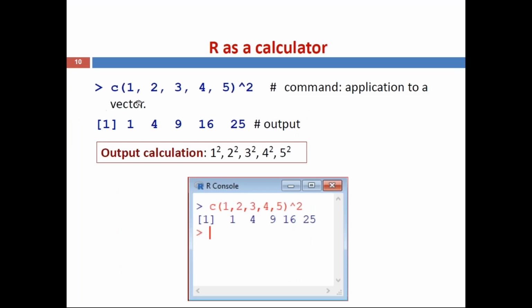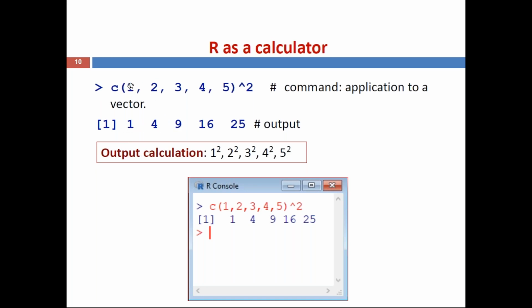Using the c function, c of 1, 2, 3, 4, 5, 5 numbers are stored in the vector. If you want to take power 2 of all the values in the vector, you can type the command c of so and so followed by power 2. Then the output is like this.